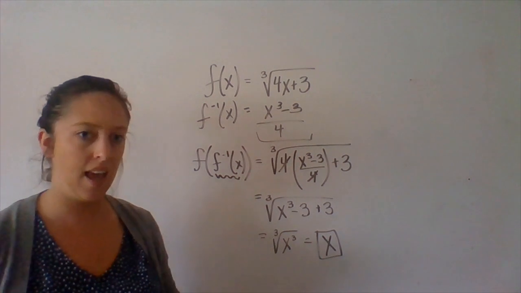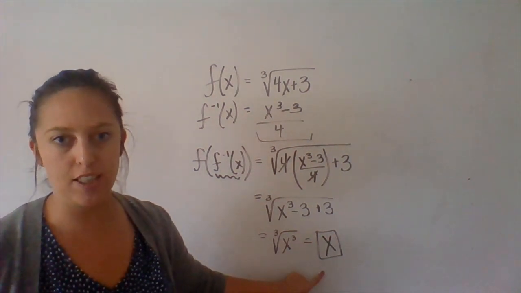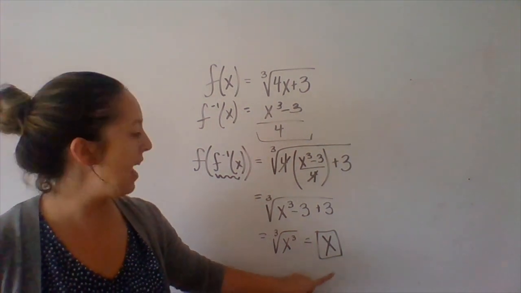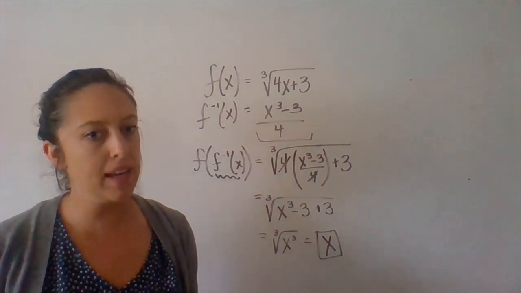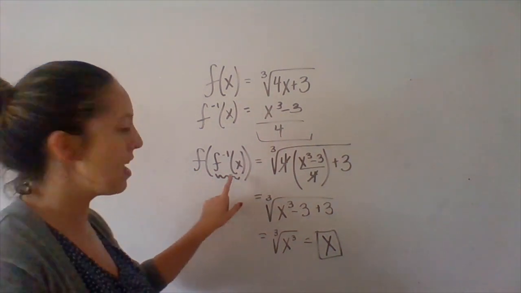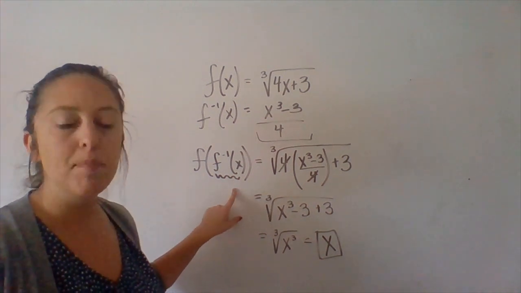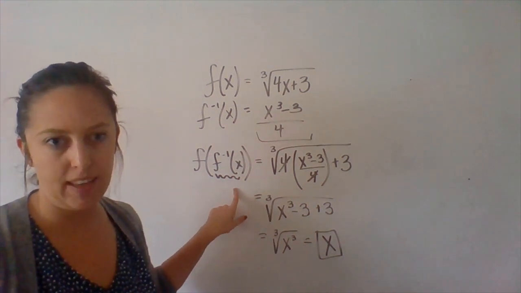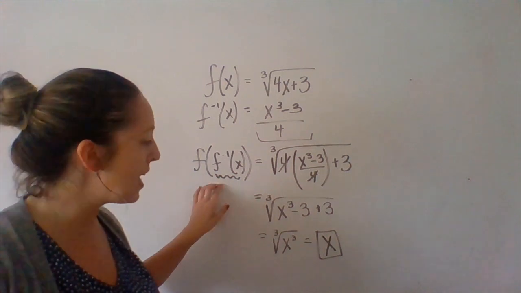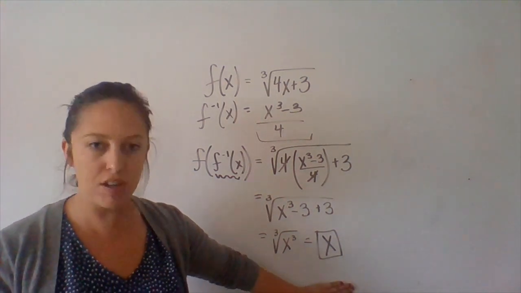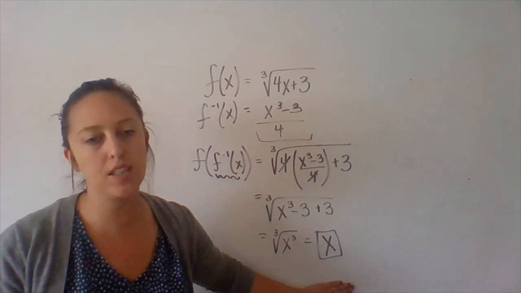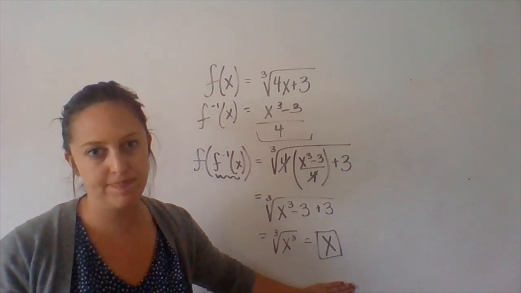Okay? This is a special type of answer because when I get x, just x, as my final answer, what that means is that the functions that I composed must be inverses of each other. Okay? It has to be inverses. So anytime that you get x, just x, after you compose, that means that those two functions that you composed are inverses.